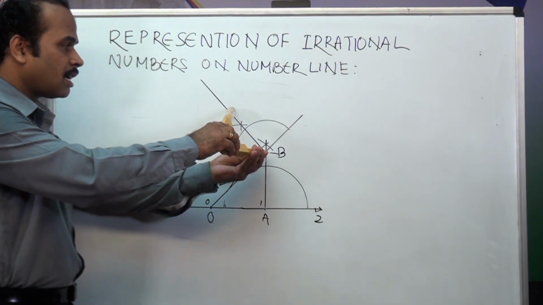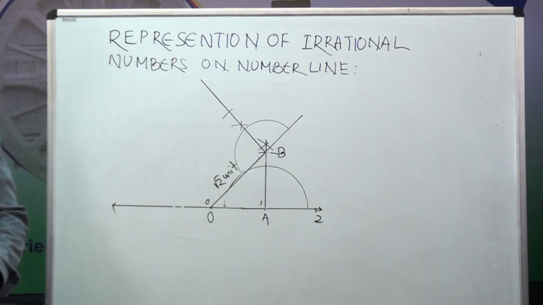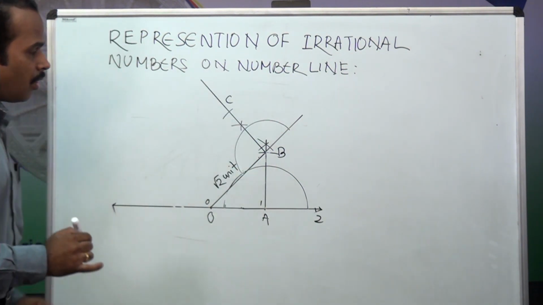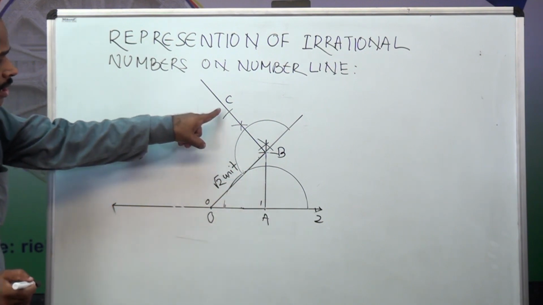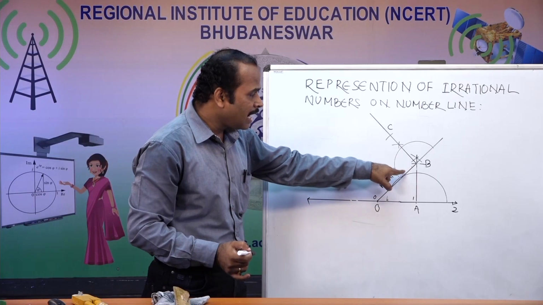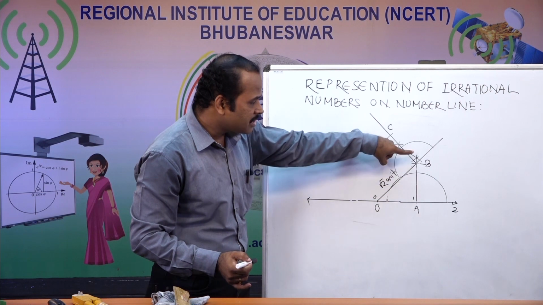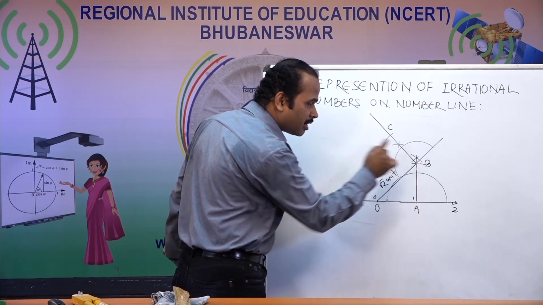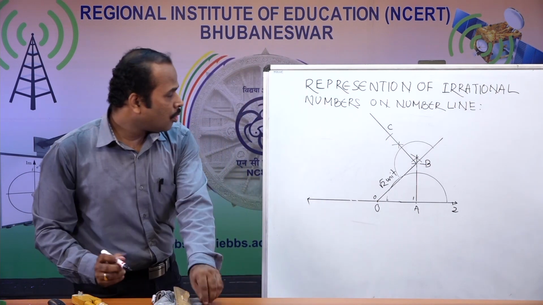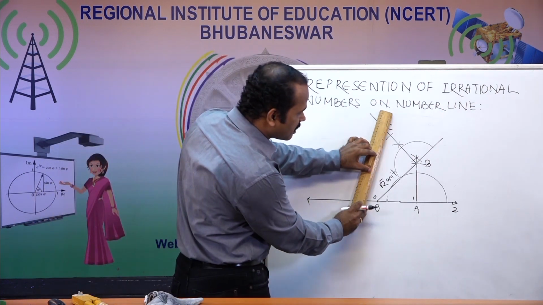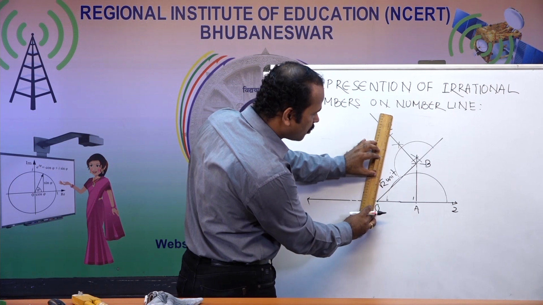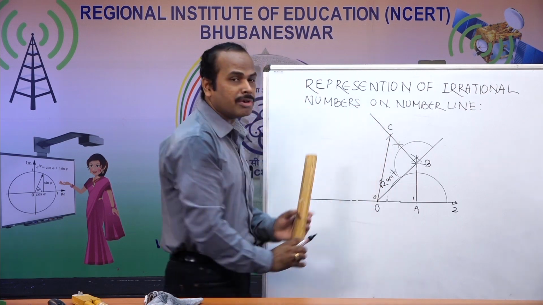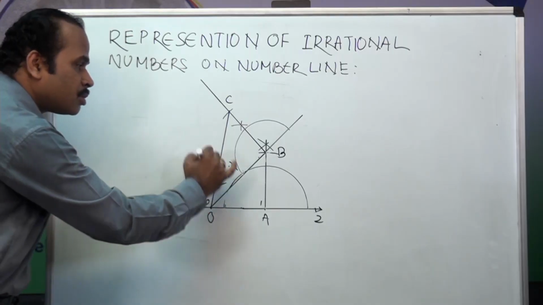Again I have taken this and cut the arc. I will find this point, let us call it C. Now B to C is 1 unit and this angle I have taken as a right angle. Now this OB distance is √2 unit, and this is 1 unit. If I join O to C, what will I find? This length OC now represents √3 unit. So in this process I got √3.